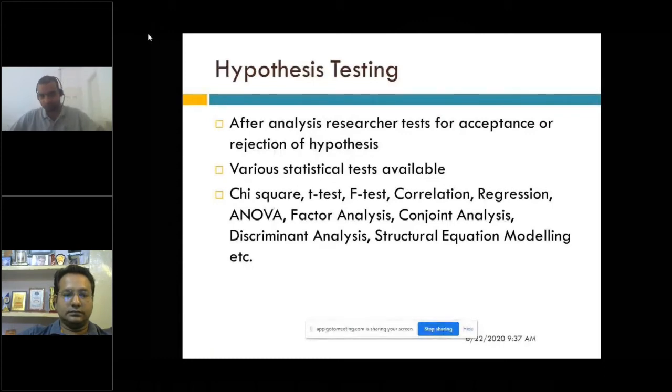Some other tests you can see: ANOVA, factor analysis, conjoint analysis, discriminant analysis, structural equation modeling. These tests are classified into groups. One is either parametric or non-parametric. Second is either univariate or bivariate or multivariate. Regression is very common for multivariate analysis. And the latest is structural equation modeling, which, along with regression and factor analysis, is a mix of two. So we should use these tests depending on whether they are required for fulfilling the objective or not. Then only can we go for statistical analysis.